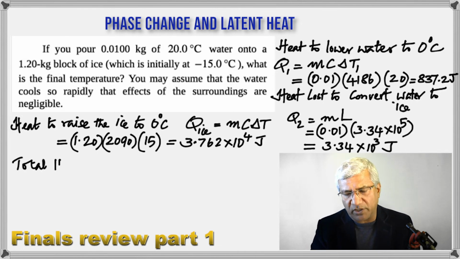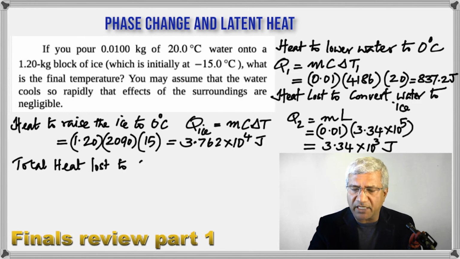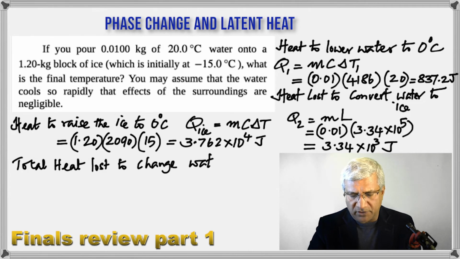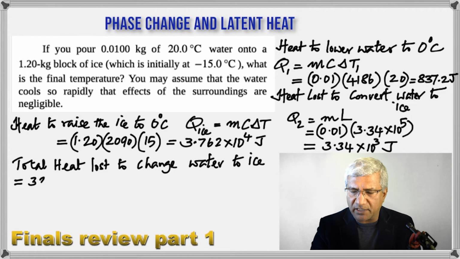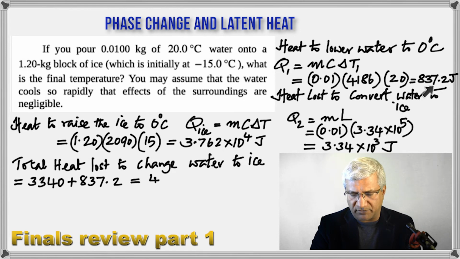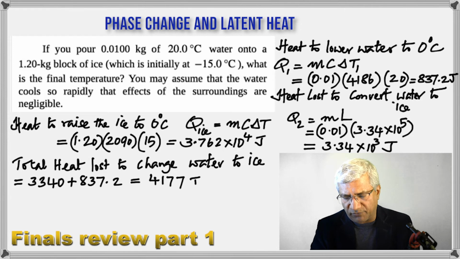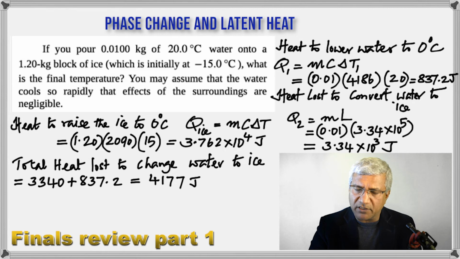So we got that. So what is the total heat that is lost? So remember that in these two processes, heat is lost. Okay, so the total heat lost to change water to ice. So I'm going to add these two quantities. This is actually 3,340. This is 837.2. If you add them, you get 4,177 joules. So that's the total heat lost. And this is the total heat gained. See that? This is the total heat gained.